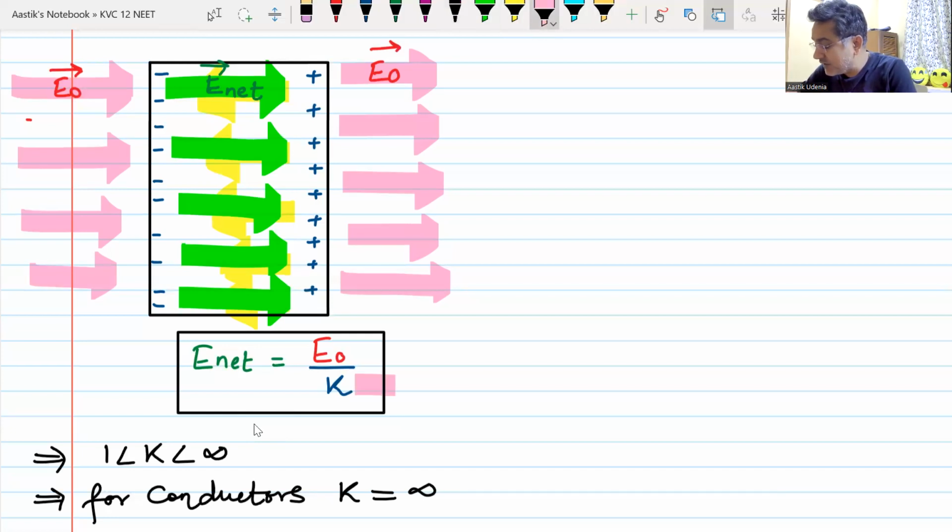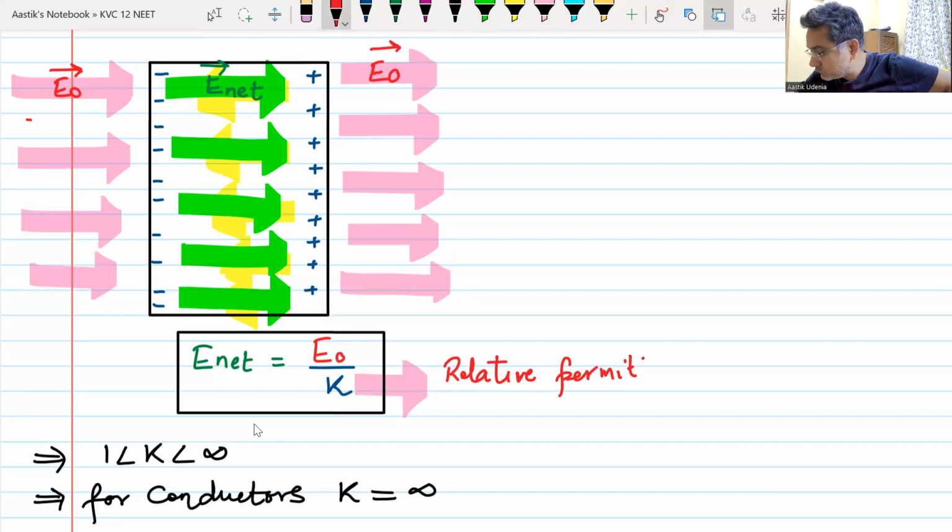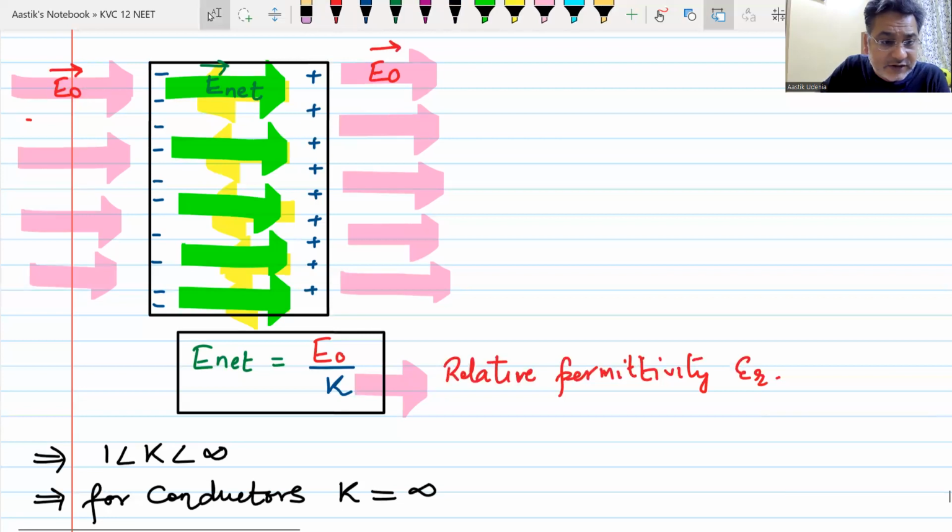Now you noted it down. This K is also sometimes known as relative permittivity, epsilon R. I'll give you 2 minutes to note this down. Everybody understands what I have written here? Yes, sir. I'll give you 2 minutes to note it down. Okay.